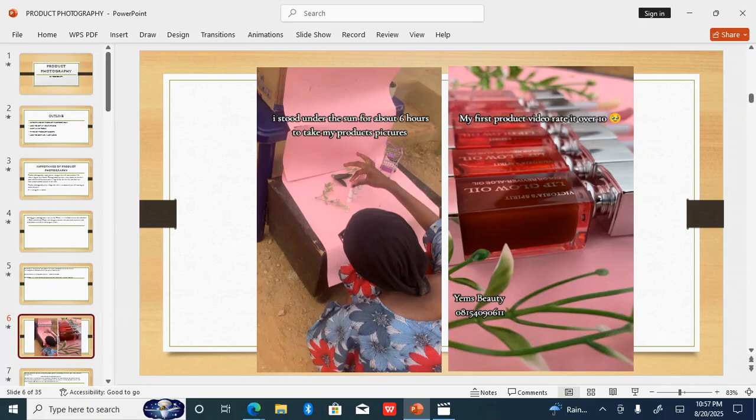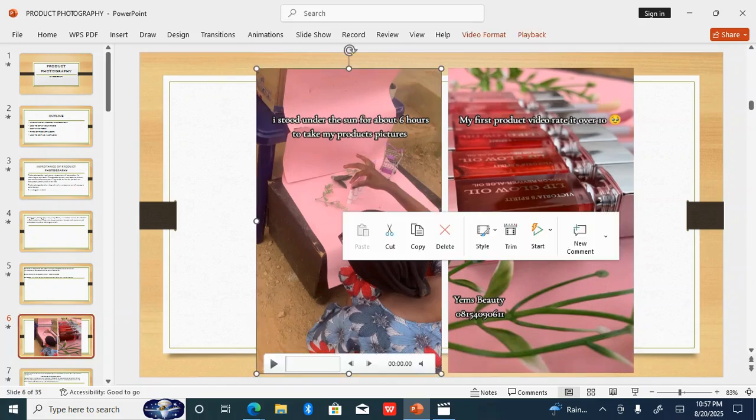But you want to take it around 9 to 11, or around 4 in the evening, when the sun is calm and it's just natural lighting. But if you know you're always busy during those times, you can look for a corner in your compound where the sun is not directly going into that space, but light is still coming in, to take your product picture.